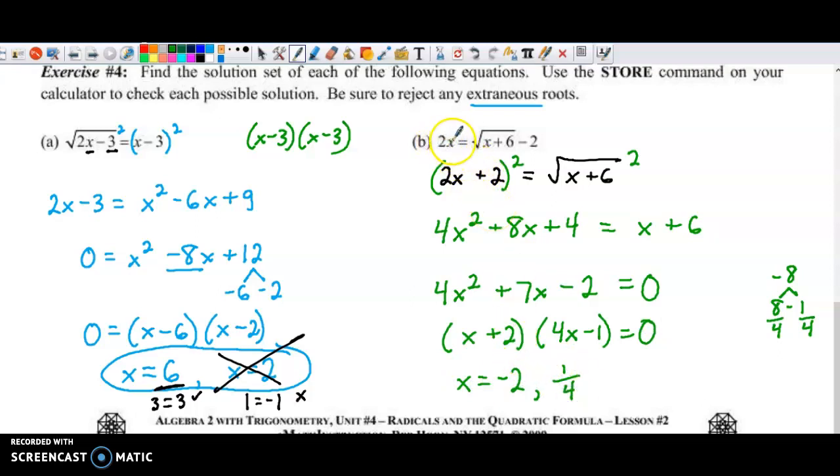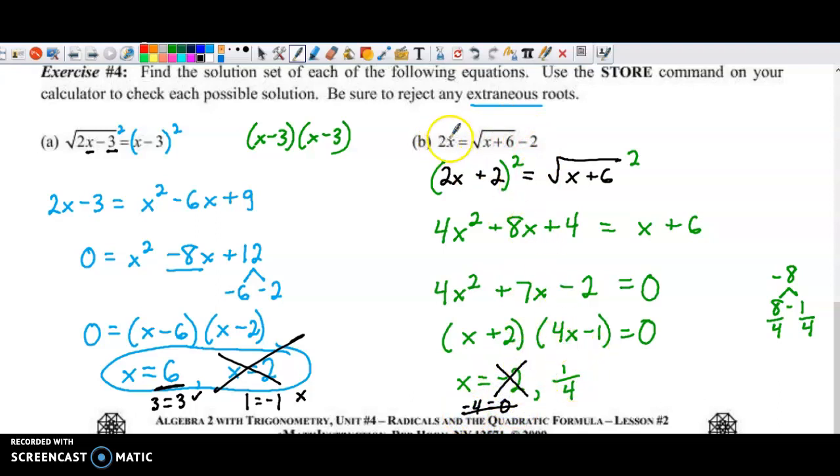Because 2 times negative 2, let me do this in black, 2 times negative 2 is negative 4. Does that equal negative 2 plus 6? What's that? It's 4. Square root of 4 is 2. 2 minus 2 is 0. Oh, that was definitely wrong.